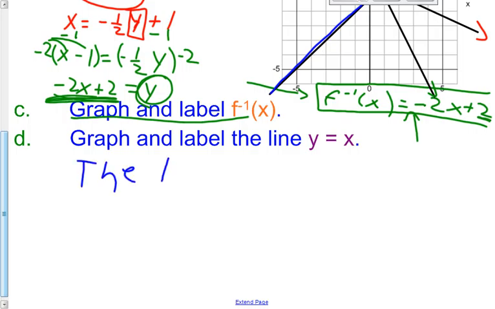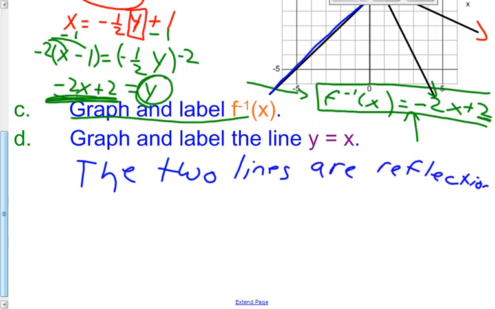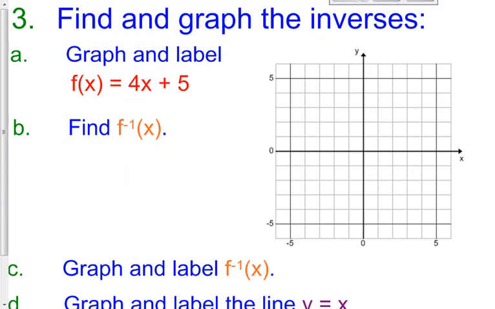So what do you notice? The two lines are reflections of each other. All right, we got one left. We'll see if this relationship holds true for number 3.